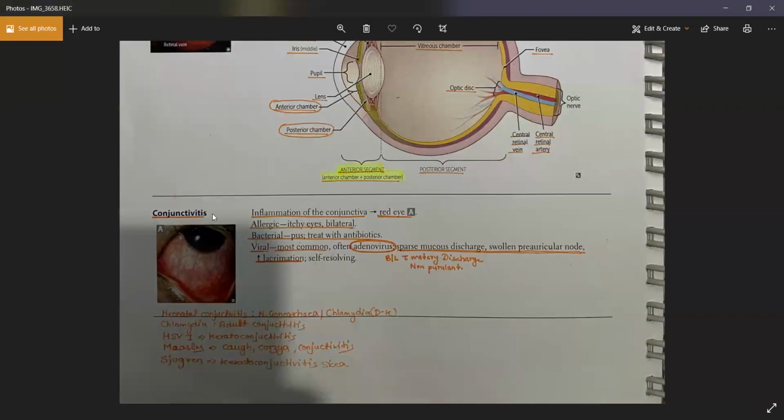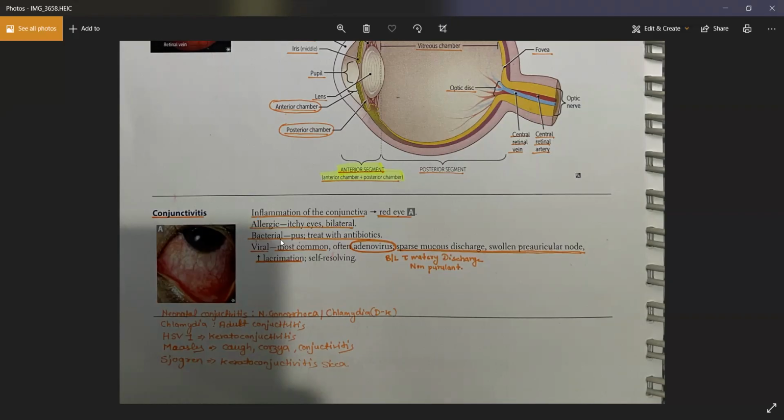Now you have conjunctivitis, which is the inflammation of the conjunctiva. You have this redness in the eyes, as you can see. It could be allergic because of the itching, and it will be bilateral. It happens because of any kind of allergen, like dust or pollens. So the patient will have itching in the eye, along with watery secretions in the eye, like tears. So tears will be there, itching will be there.